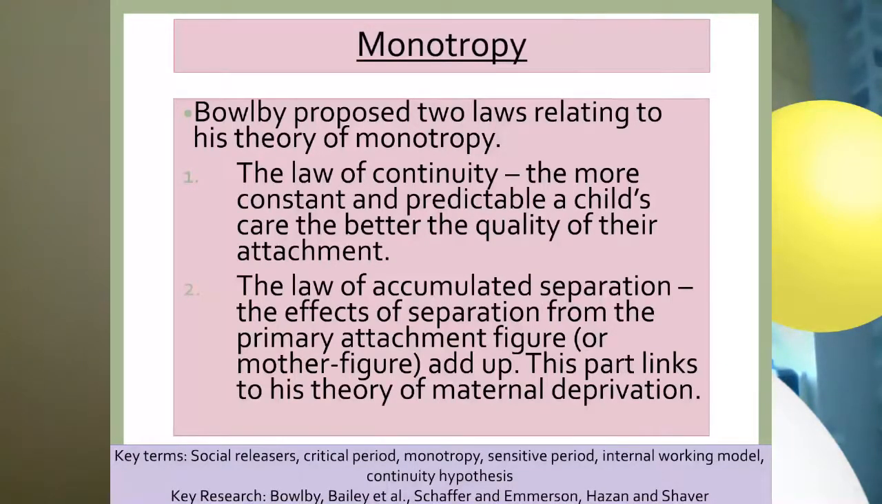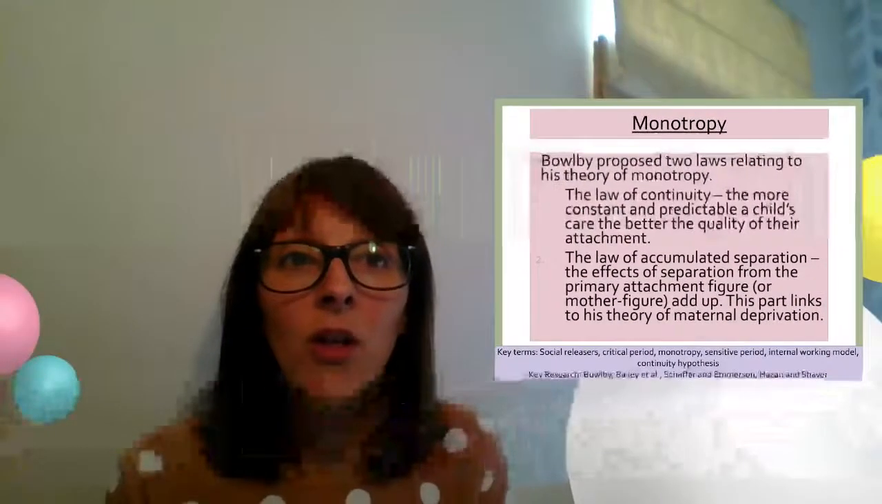The next part is the law of accumulated separation. So this is basically when an infant is separated from a primary attachment figure, that has an effect on them. And the more they are separated, or the longer they are separated, the more of an effect that has on the development of that infant or that child. And this links to the theory of maternal deprivation that we'll look at after the summer when we come back to attachment.